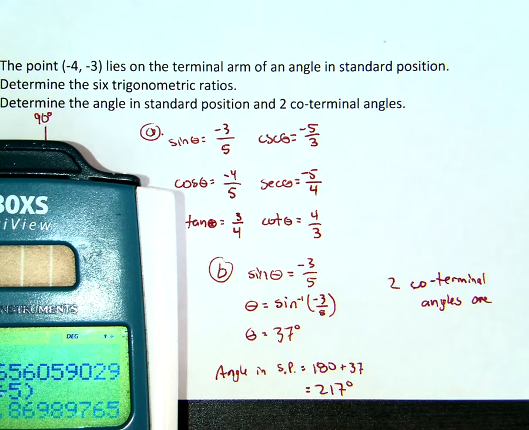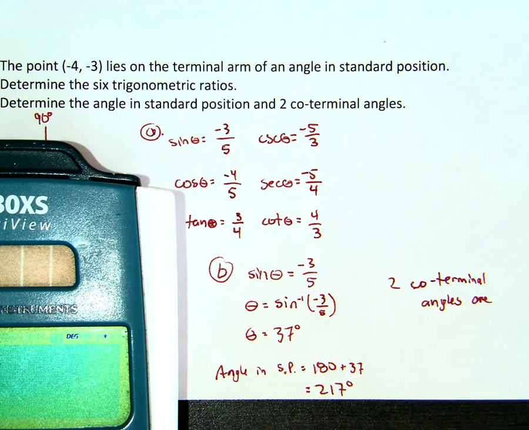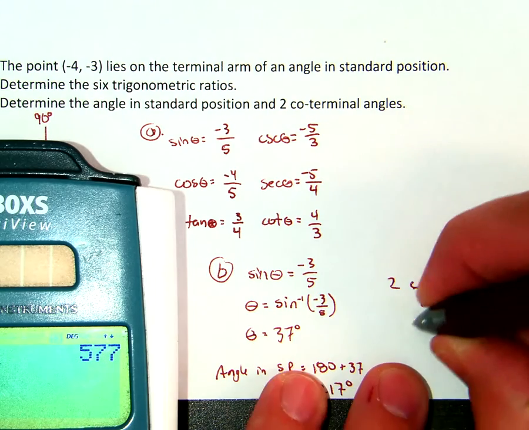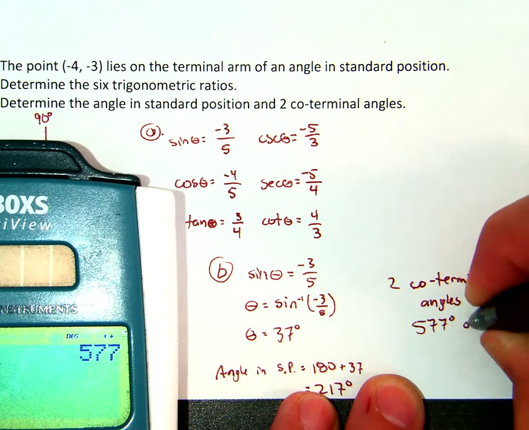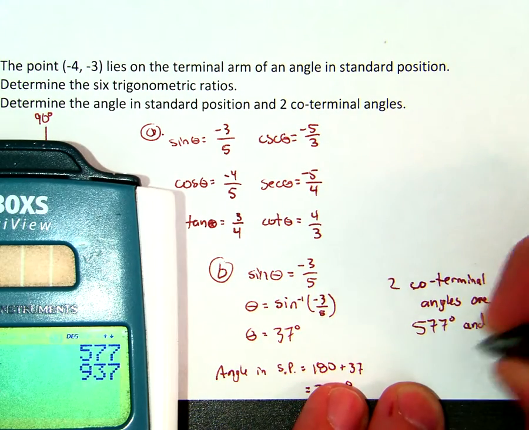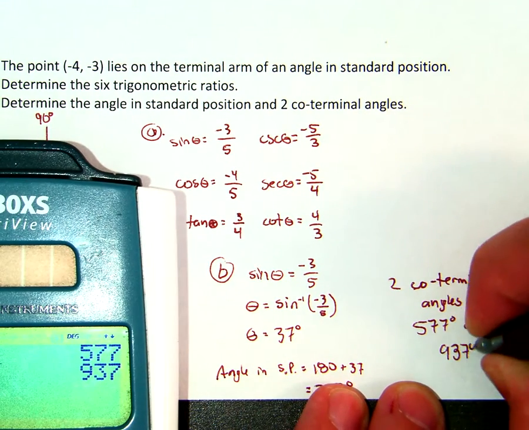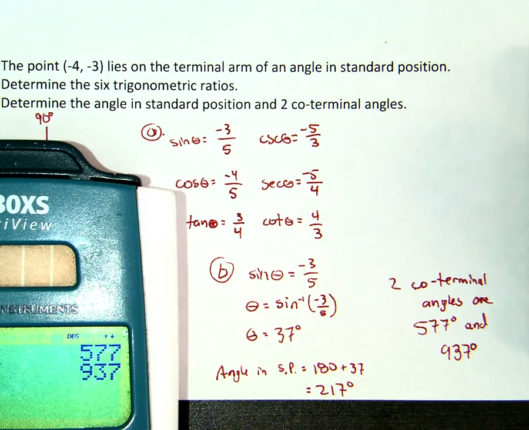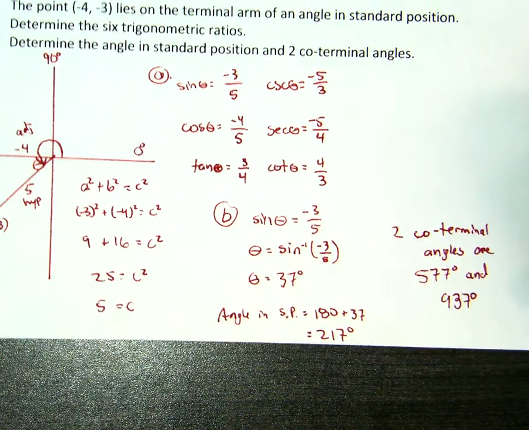So coterminal angles are two angles that end in the same spot, so 217 plus 360 gives me 577, and add another 360 gives me 937, and those will all end in the same spot, so they're all coterminal angles.